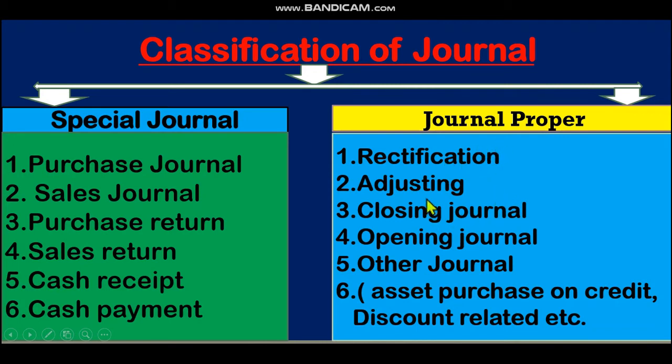Adjusting journal, if by mistake any transaction is left, that adjustment will be done here. Closing journal, at the end of the year, whatever journal we have, that is the closing journal. Opening journal is also recorded in journal proper. Then other journal: after these 4 types, if there is any other type of journal left, like asset purchase on credit or discount related transaction, that will be recorded in other journal. These are the classes of different types of journal. I hope all of you understand.